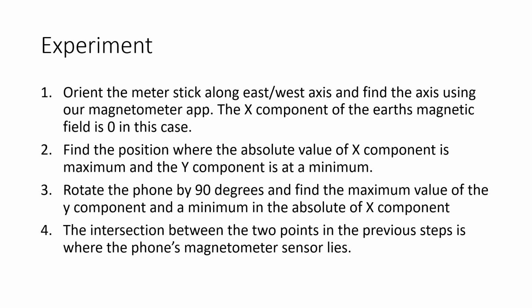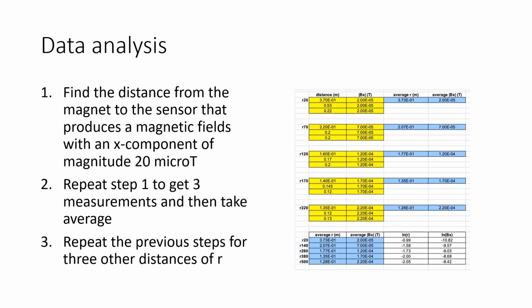Alright, let's get into the actual experiment. First, we orientated the meter stick along the east and west axis to find the correct axis using our magnetometer app. The x component of the Earth's magnetic field was 0 in this case. Second, we found the position where the absolute value of x is maximum and the y component is at its minimum. Third, we rotated the phone by 90 degrees to find the maximum value of the y component and minimum in the absolute value of the x component. Fourth, the intersection between these 2 points in steps 2 and 3 is where the phone's magnetometer sensor lies. So this is about how we got our data.